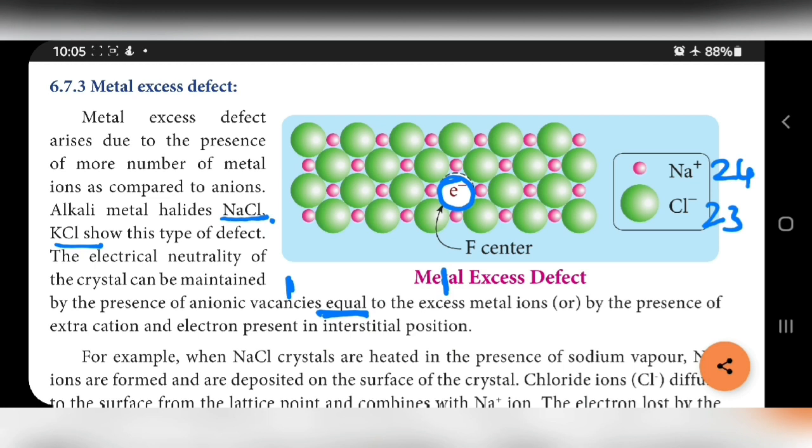Or it is caused by the presence of an extra cation. How many extra cations are there? Only one. So the extra cation and an electron are present in an interstitial position. So electrical neutrality is maintained: the extra metal ion's charge is balanced by the electron. That's all.